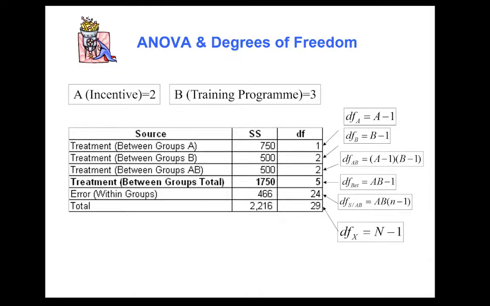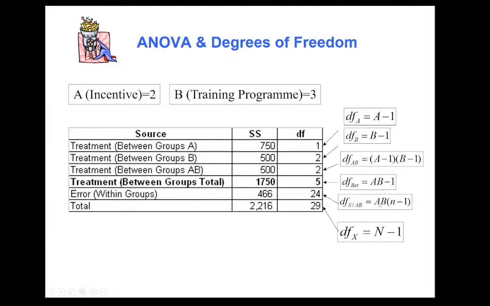The overall degrees of freedom for between treatments is the number of levels of A times the number of levels of B, minus 1. So 2 times 3 is 6. 6 minus 1 is 5. And as I can see, whereas I partitioned the 1750 into the 3 sums of squares for the main effects and the interaction, similarly, the total degrees of freedom for the between groups or treatments, the 5, is partitioned into the 1, 2, and 2 of my 3 sources that are between treatments.